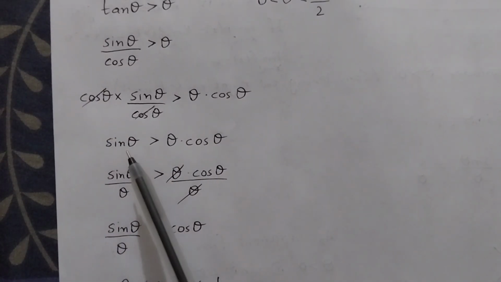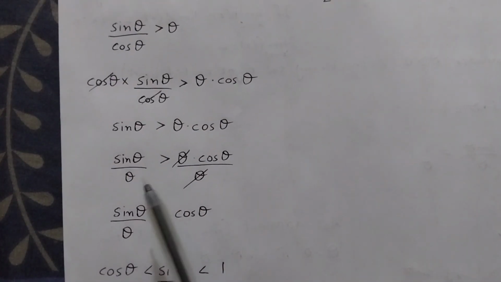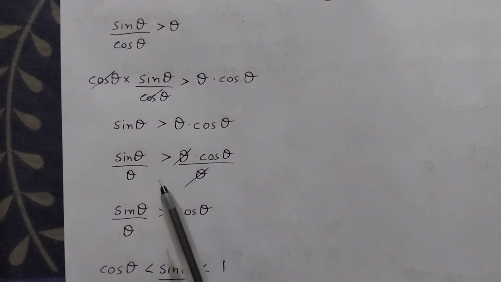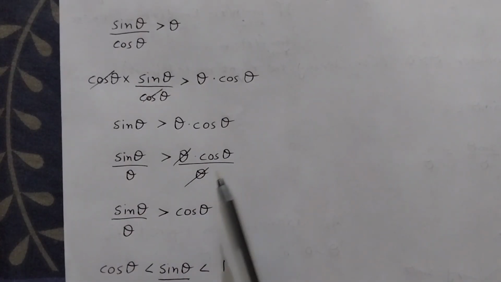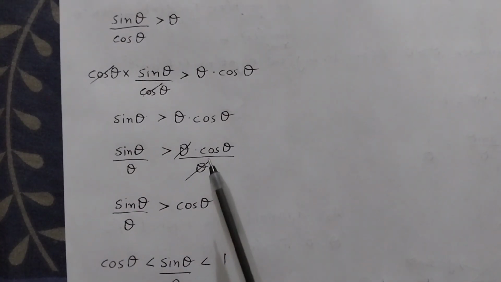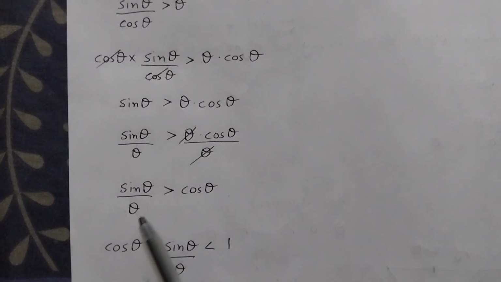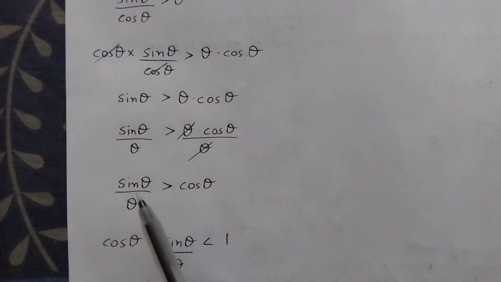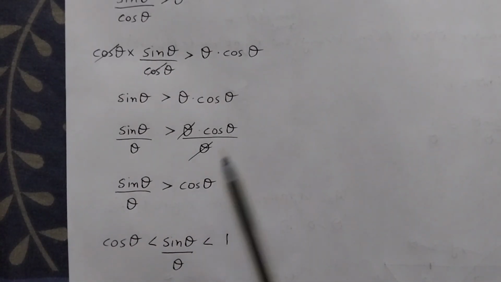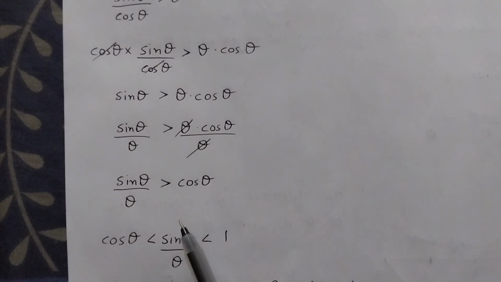so we have sine theta now. We are interested in sine theta over theta, so I'm dividing both sides by theta. We get sine theta over theta, which is greater than theta into cos theta over theta. Theta and theta cancel out. We are left with sine theta over theta, which is greater than cos theta. So this is basically what we saw in the diagram, that sine theta over theta is always greater than cos theta for theta greater than 0.